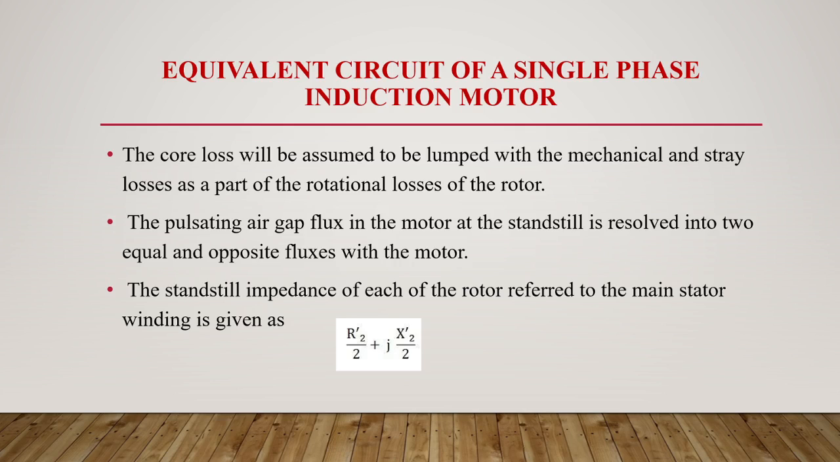Core loss will be assumed to be lumped with the mechanical and stray losses as a part of the rotational losses of the rotor, and the pulsating air flux in the motor at standstill will be resolved into two equal and opposite fluxes. So the standstill impedance of each of the rotor fields referred to the main stator winding can be given as R2 dash by 2 plus j into X2 dash by 2. Okay, this is the impedance value which we are finding out for each of the rotor fields referred to the main stator winding. So the rotor is referred to the stator, then we are getting the impedance as R2 dash by 2 plus j into X2 dash by 2.